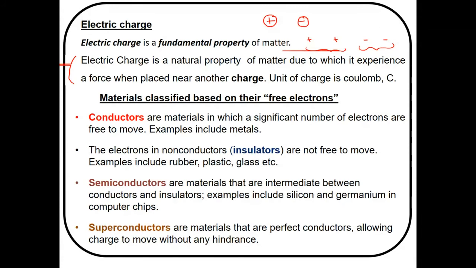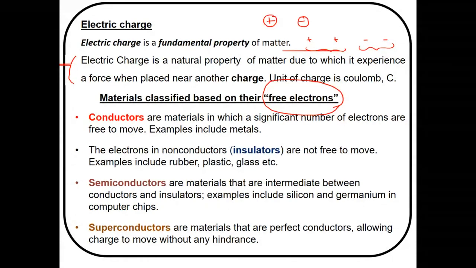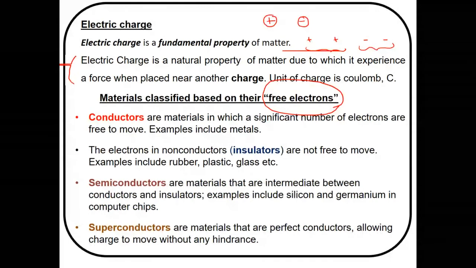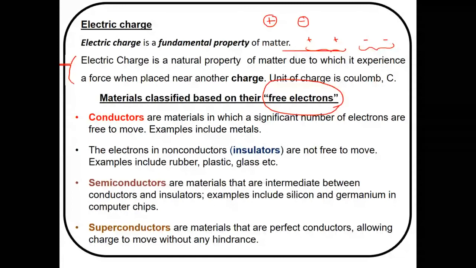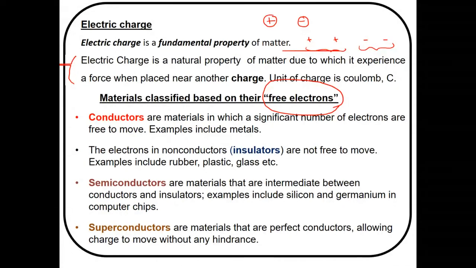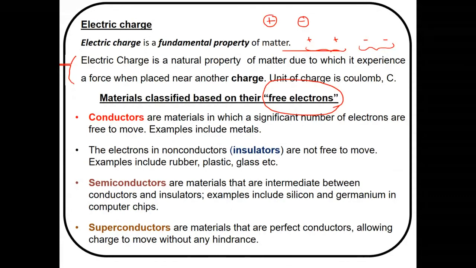Now, if you classify the material based on the free electron, have you ever heard the word free electron? Yes, we can lose the electron. What is a free electron? If you take any element, in the outermost orbit it has a lone electron, that means it is not paired, it is single. That single electron is called a free electron or valence electron.